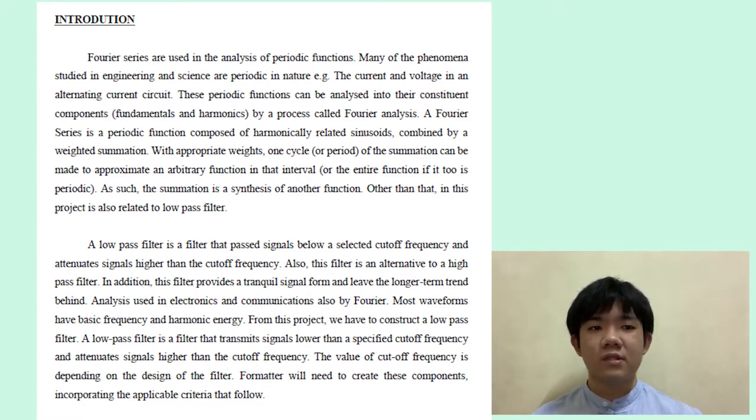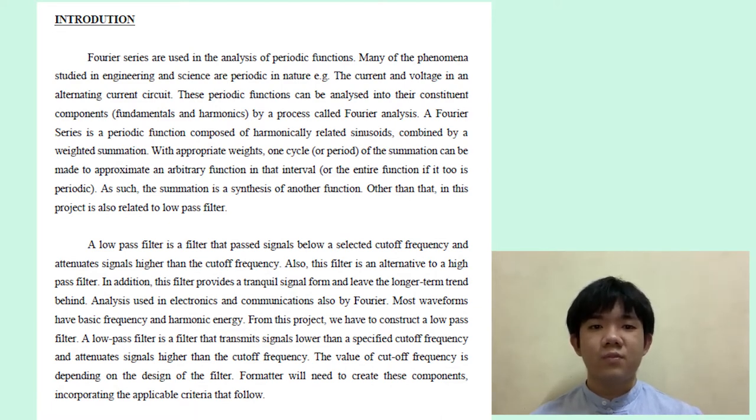A Fourier series is a periodic function composed of harmonically related sinusoids combined by a vector summation with appropriate weights. One cycle, or what we call the period, of the summation can be made to approximate an arbitrary function in that interval, or the entire function if it too is periodic. As such, the summation is a synthesis of another function.